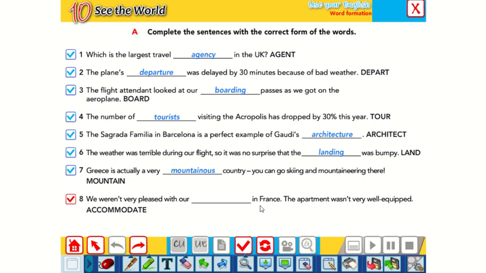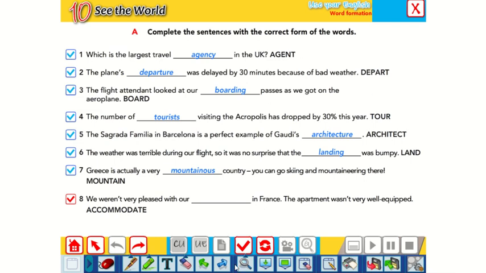We weren't very pleased with our space in France. The apartment wasn't very well equipped. We have the word accommodate. Accommodate is a verb, which is to get a place of residence. So what is the other word that we can form from accommodate? It's accommodation, which is the place of residence, the housing.